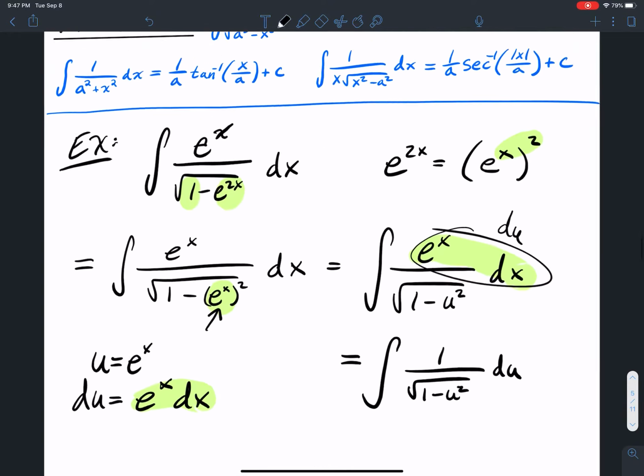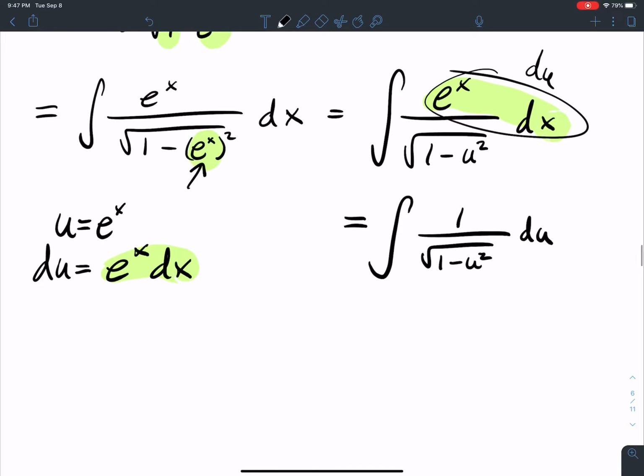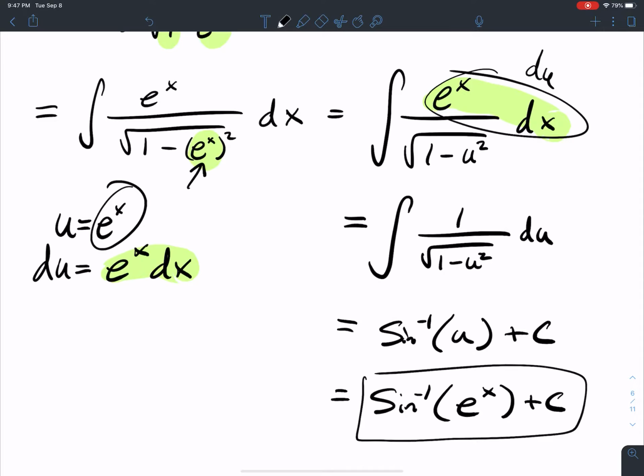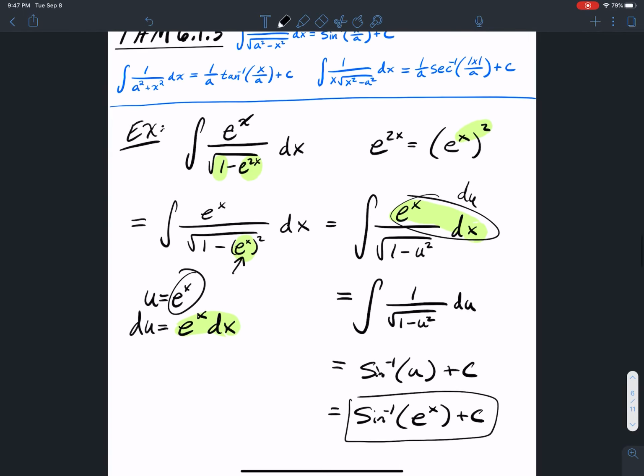All right. So this is equal to the sine inverse, or arc sine, of u plus c, where u is equal to e to the x. So this is the sine inverse of e to the x plus c. What a weird function. No wonder it was a weird integrand in here.